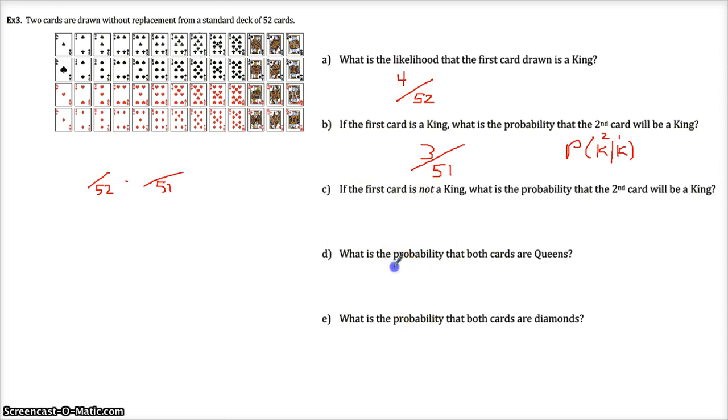So I might as well say this here. D is what, and they just changed to queens for some reason. The first one's a queen, and then after that, the second, that's a 3 out of 51. The second one's a queen. I'll do that in the calculator.